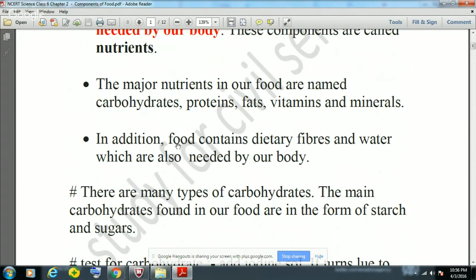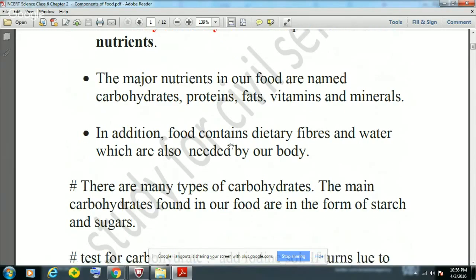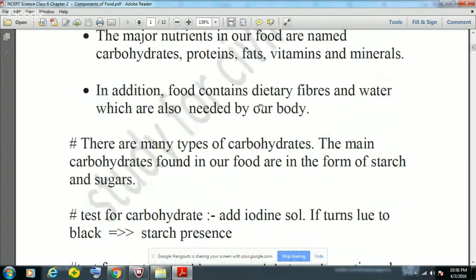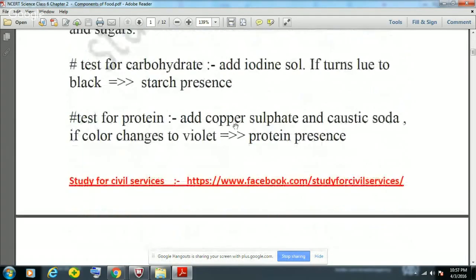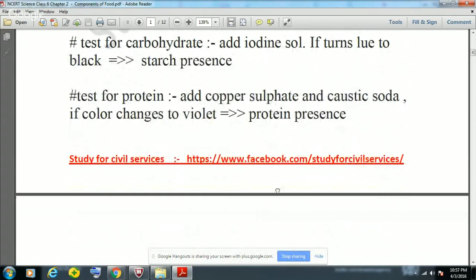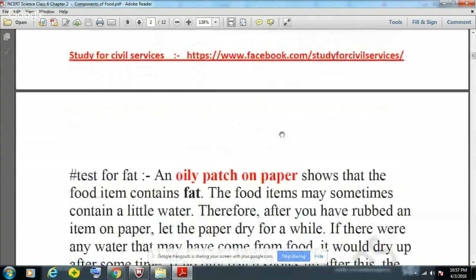And in addition, food also needs dietary fibers and water, which are needed by our body to digest the food and to remove the waste. And there are many types of carbohydrate. The main carbohydrates found in our food are in the form of starch and sugar. These are some of the tests given. You can pause the video and just read it, because I don't think these are important for the exams.